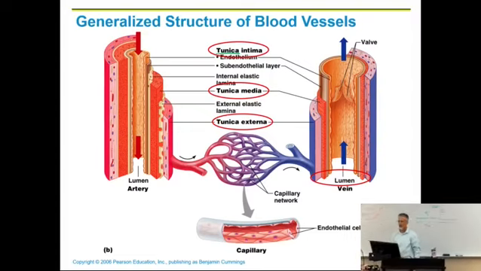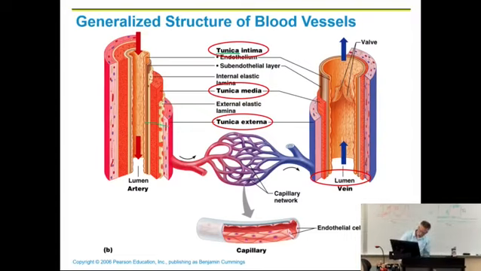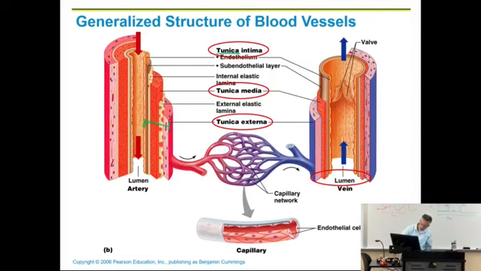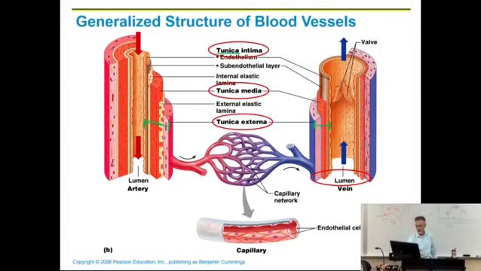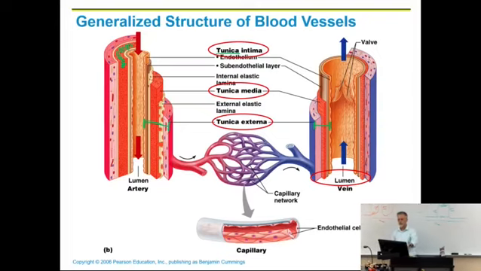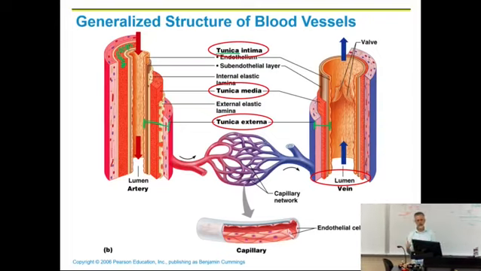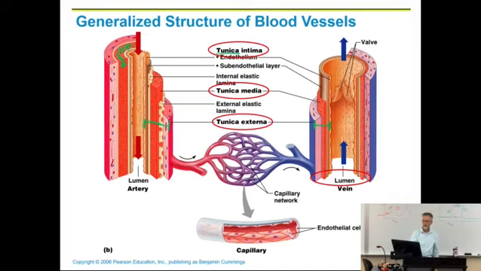So even though they have the same 3 layers, the wall itself is much thicker compared to the same 3 layers in a vein. Most notably, that middle layer, the tunica media where we have smooth muscle, is much thicker in an artery than a vein. That's not only to resist that pressure, but also to constrict and dilate to help route that blood to different places where it needs to go. We also notice that the intima, the internal layer in an artery, is very wavy, like you see here, and it's much smoother in a vein.